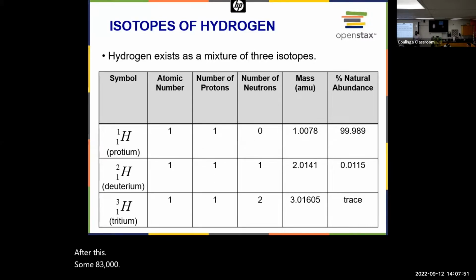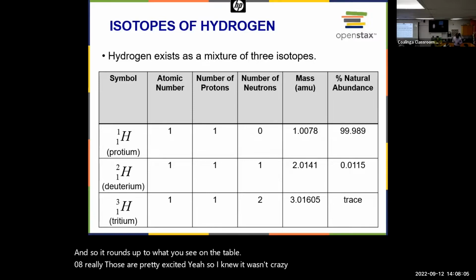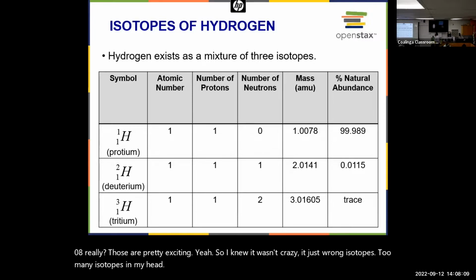Okay. Is everybody good? Everybody got it? And so it rounds up to what you see on the periodic table, 1.008. Okay, so I knew it wasn't crazy. I just used the wrong numbers for the wrong one. Wrong isotopes. Too many isotopes in my head.